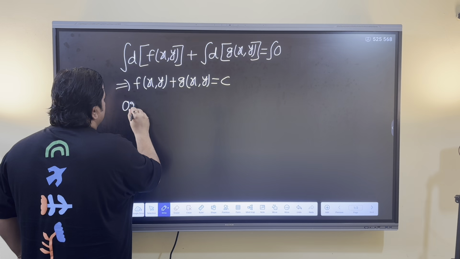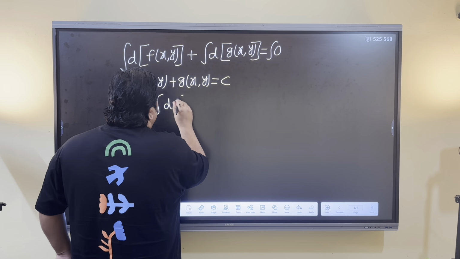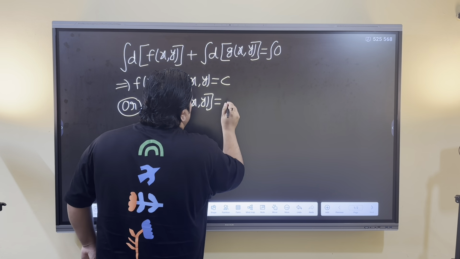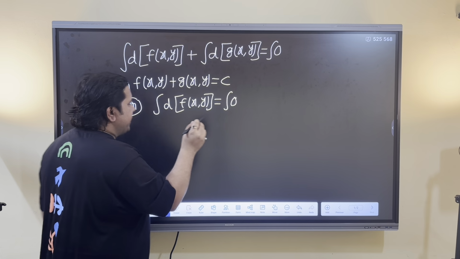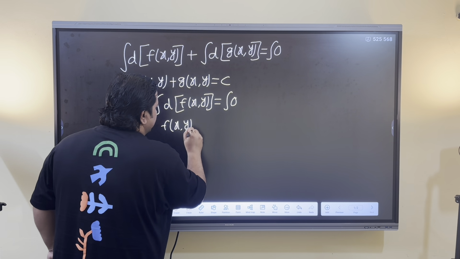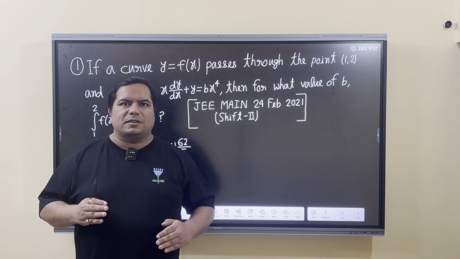Another possibility is if we have the equation d of f of x comma y equal to 0. If we integrate on both sides, we get f of x comma y equal to a constant. Now we'll solve some questions based on the inspection method.